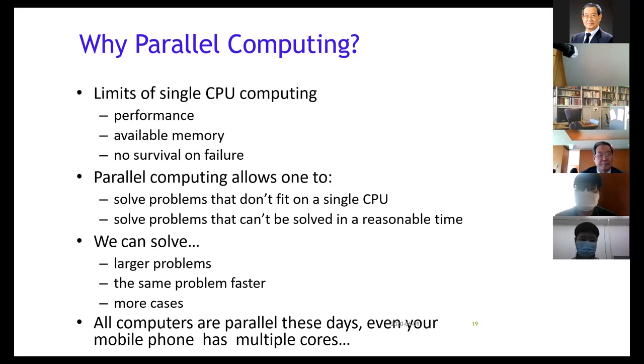One example is that we did not think about games, or we experienced AlphaGo a few years ago. That was not possible if we didn't have enough power to compute. We can solve large problems, and we can solve the same problem faster and with more cases.